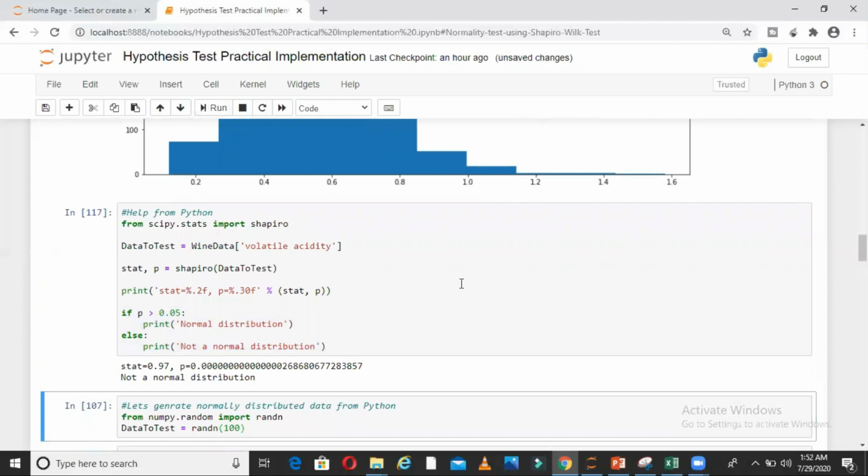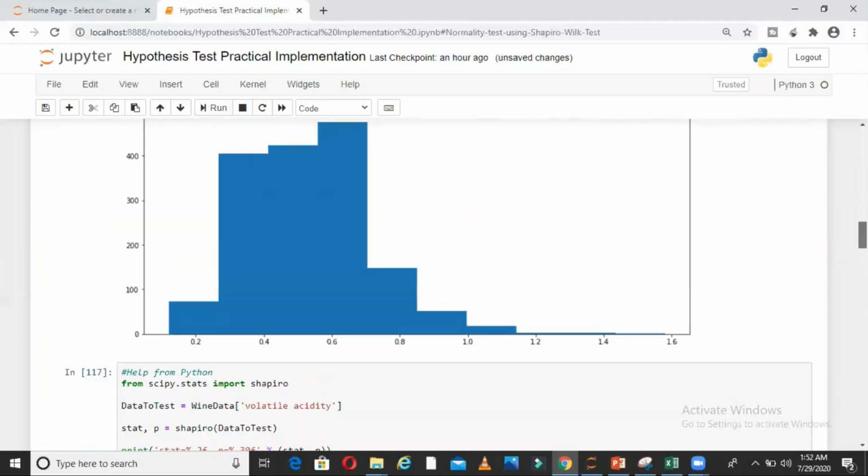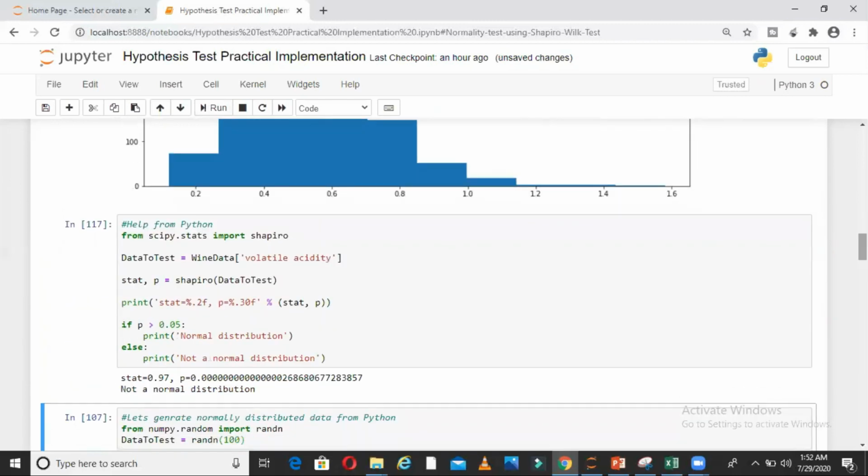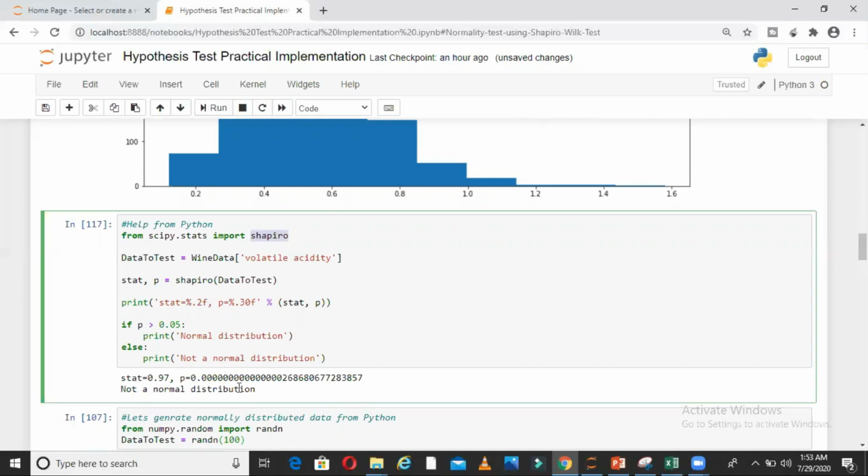So from the histogram we are able to see that this is left skewed, so we were expecting this will not be normally distributed data. From the Shapiro test also, we are able to see that the p-value is very less. If the p-value is greater than 0.05, then only the null hypothesis should be true. But here the p-value is very less, and hence I am just printing a message saying not a normal distribution.